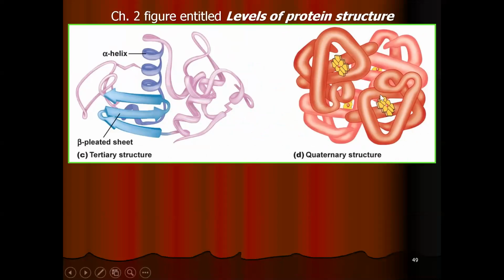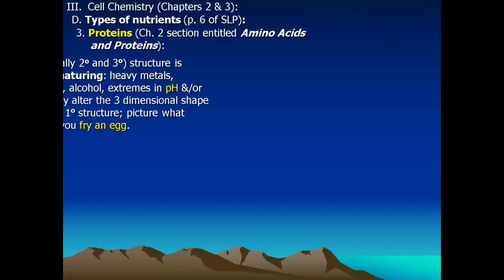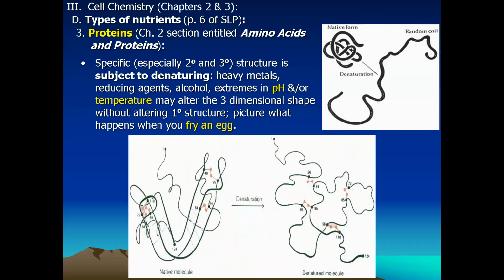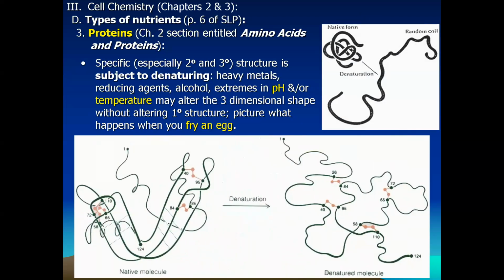And here's hemoglobin, 4 different globs. And that's an example of quaternary protein structure. Insulin has 2. But since it's 2 different globs, it's quaternary protein structure. Okay? And so this is that slide on denaturation.